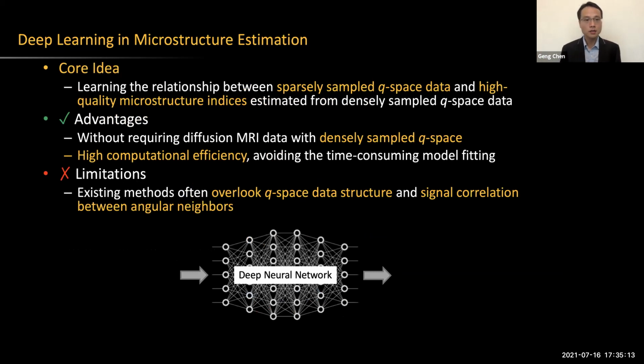To resolve this issue, deep learning has been employed for microstructure estimation. The core idea of these deep learning models is to learn the relationship between sparsely sampled Q-space data and high-quality microstructure indices estimated from densely sampled Q-space data. There are two major advantages. First, it avoids the requirement of diffusion MRI data with densely sampled Q-space. And also it has high computational efficiency, avoiding the time-consuming model fitting. A major limitation of existing methods is that they usually overlook the Q-space data structure and the signal correlation between angular neighbors. For example, a widely used method is the multi-layer perceptron (MLP), which views the input diffusion MRI signal as a vector without considering the data structure.